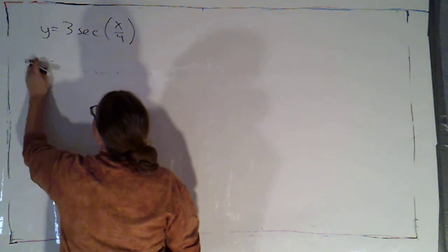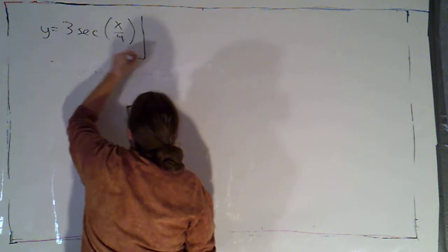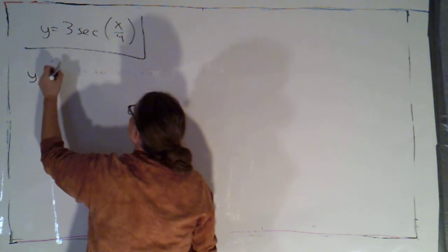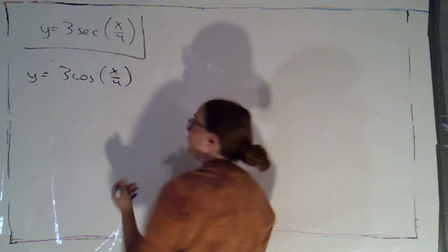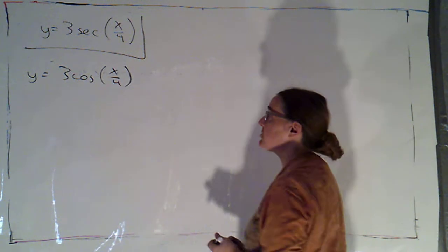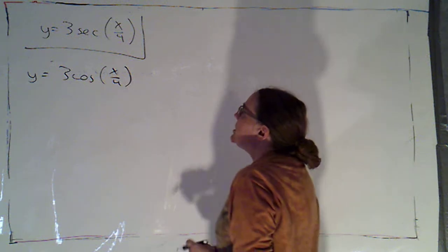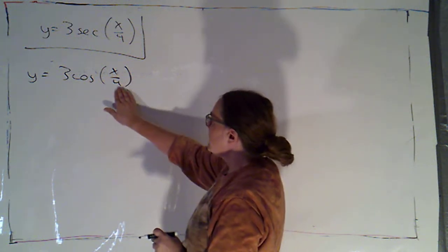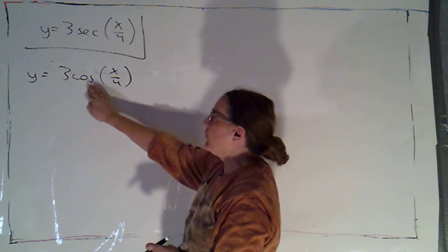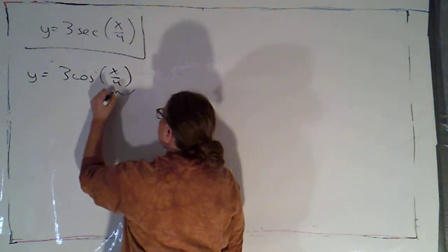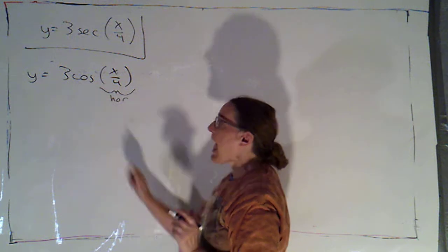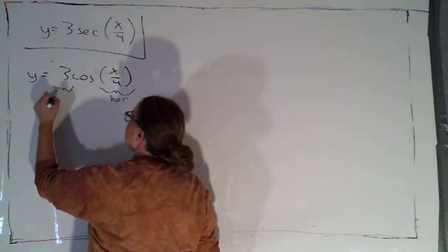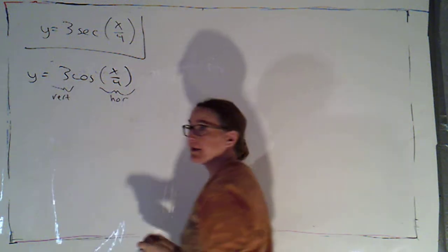Even though that's what I ultimately want to graph, I'm going to start with y equals 3 cosine of x over 4. Now I'll draw that as a dotted curve, because again, that's just my helper graph. So I want to remember that anything I'm doing to x before I plug it into cosine is going to affect things horizontally.